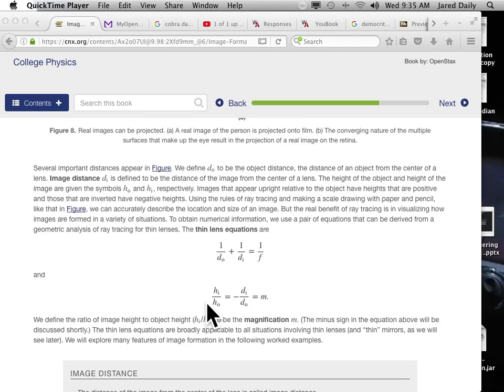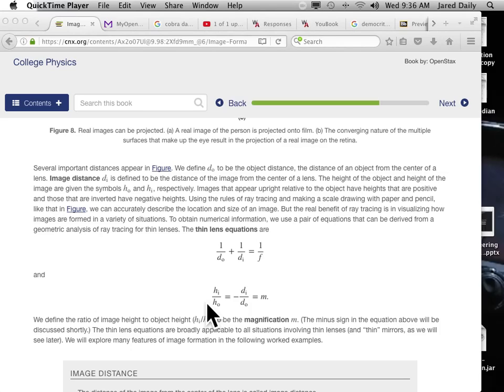There's also a way to calculate these things so that you don't have to actually ray trace. The equation that you use for this is called the thin lens equation, and here it is. 1 over the distance to the object plus 1 over the distance to the image equals 1 over the focal length. These numbers do have signs. For the focal length, if you're using a positive lens, F is positive. If you're using a negative lens or a diverging lens, F is going to be negative.